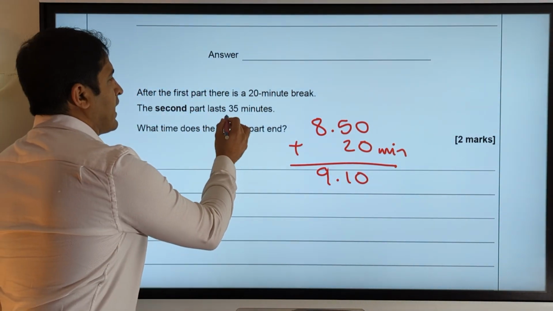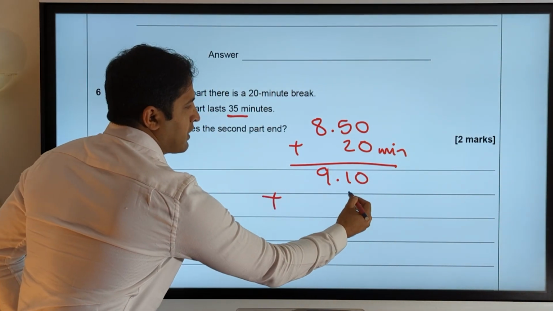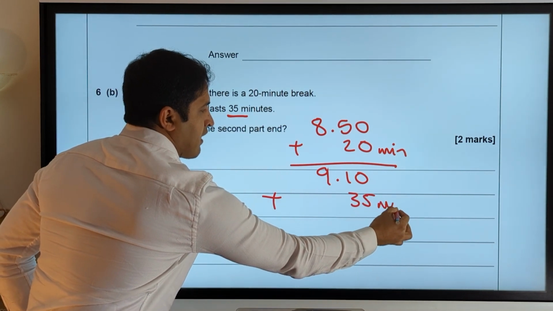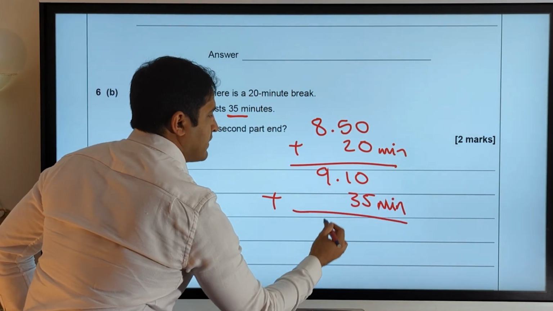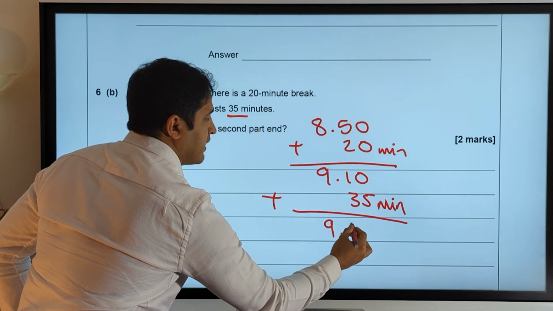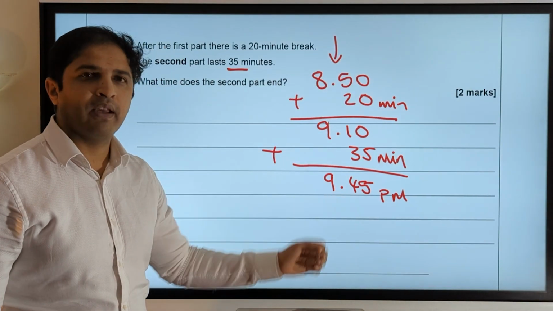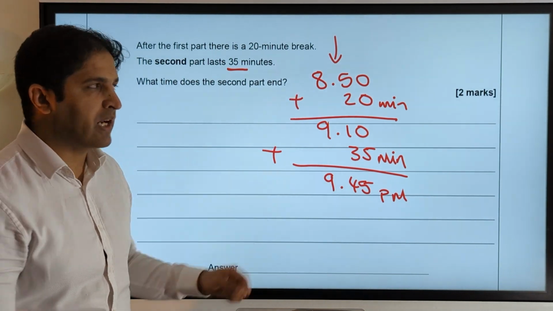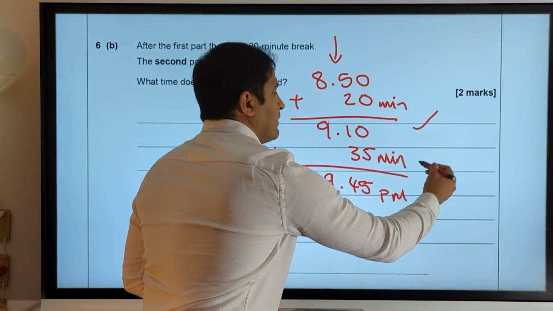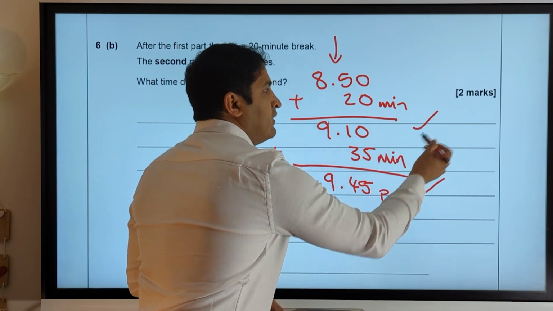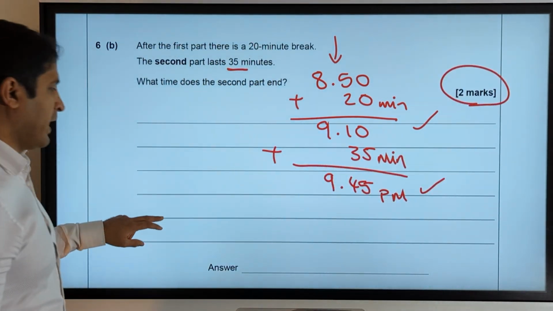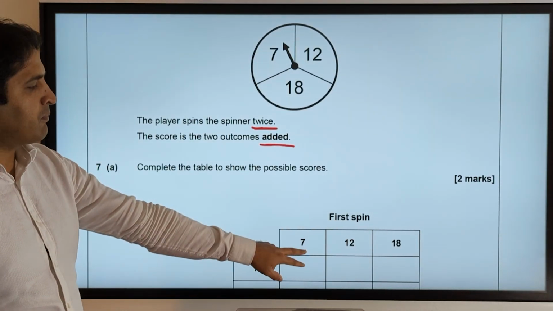And then the second part lasts 35 minutes. So we have to add that 35 minutes, and that will give you 9:45. Even if you made a mistake in the earlier part, that still works as long as you did these two parts correctly. If you get there, 1 mark. If you add these correctly, you get the second mark, the full mark there. So we get 2 marks for completing the table.